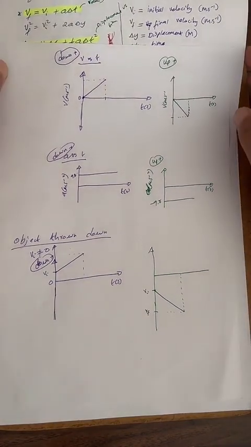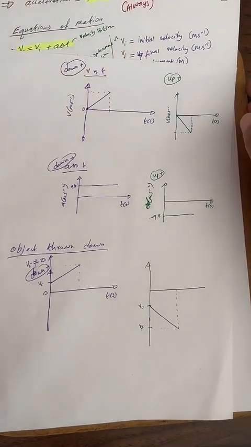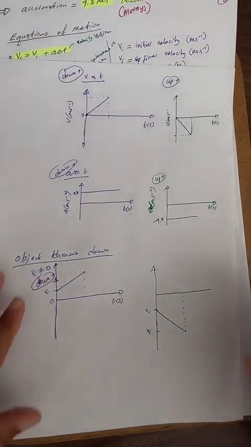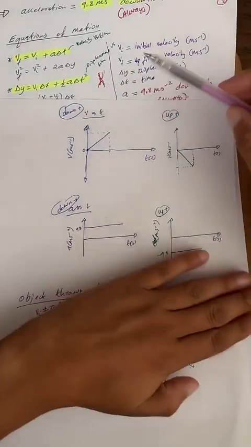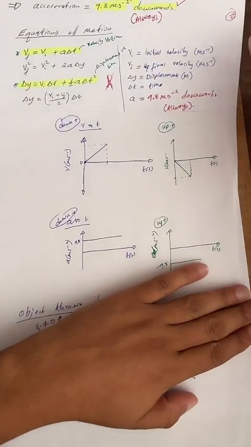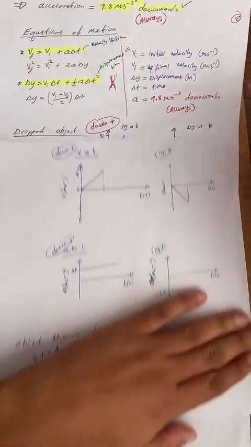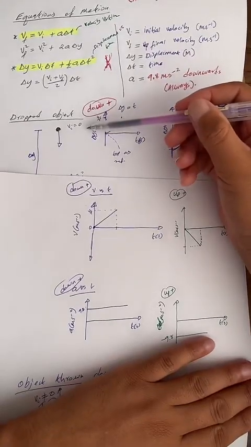I want you to get it now and keep it in check all the time. Okay, let's repeat the velocity time graph. With the velocity time graph, I'm going to start with the one where the object is dropped. When the object is dropped, remember, its initial velocity is 0.